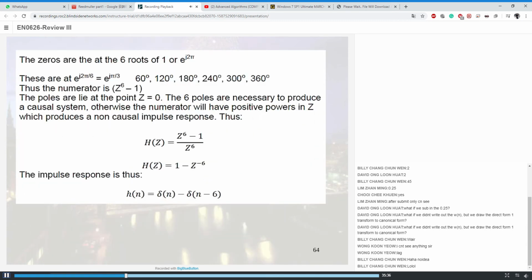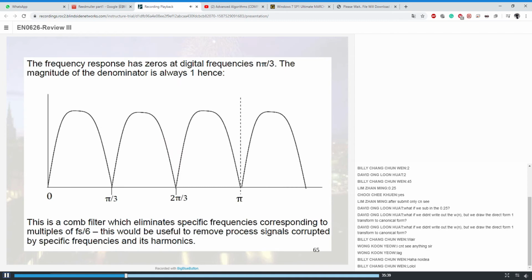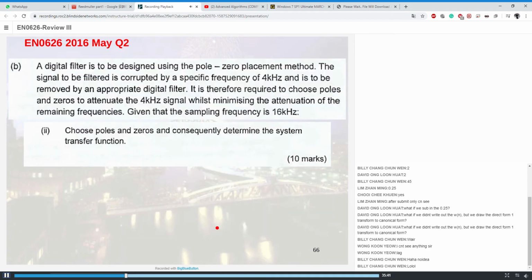So these are the answers here. This is one of the classic questions on the pole-zero placement method. You are trying to design a filter for a signal that is already corrupted by a 4 kHz signal, so you want to remove it by using pole-zero placement. Therefore you choose poles and zeros to suppress the 4 kHz while minimizing attenuation of the remaining frequencies.